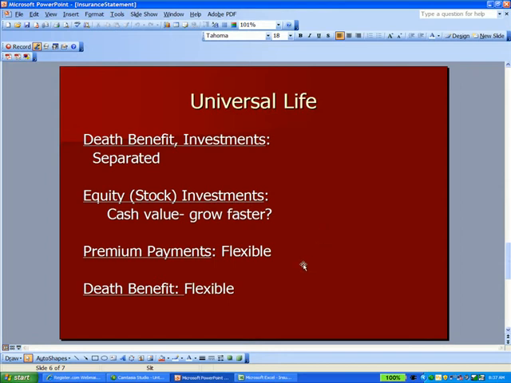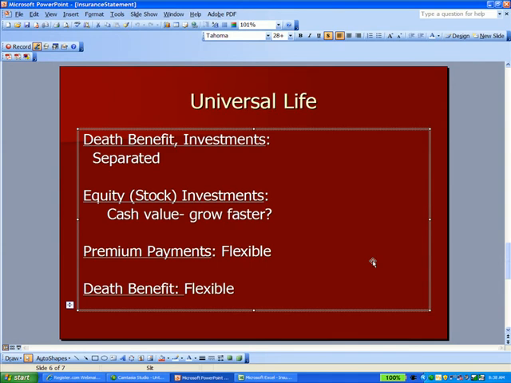The premium payments are flexible and the death benefit's flexible, which I didn't mention before. If the value of your policy is high enough, you may be able to scale back your premium payments and have the same amount of death benefit. On the other hand, it may be possible to reduce the face amount of your death benefit. That may be possible too. So a very complicated product, lots of benefits, but also a fair amount of risk.